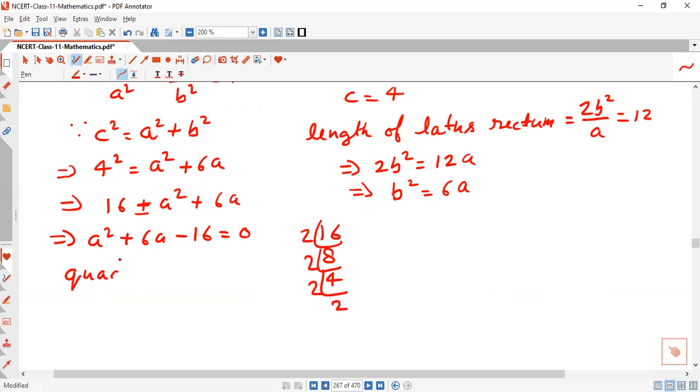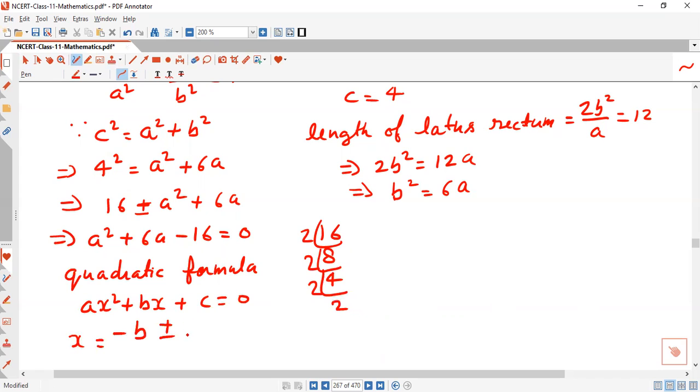So let's see, by using the quadratic formula. Let me explain what the quadratic formula is. If ax square plus bx plus c equal to 0, then x equal to minus b plus minus under root b square minus 4ac upon 2a. This is the quadratic formula we apply here to find out the value of a.